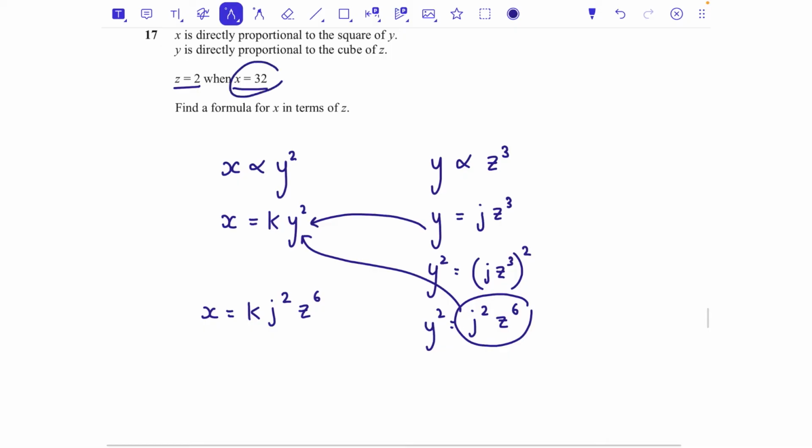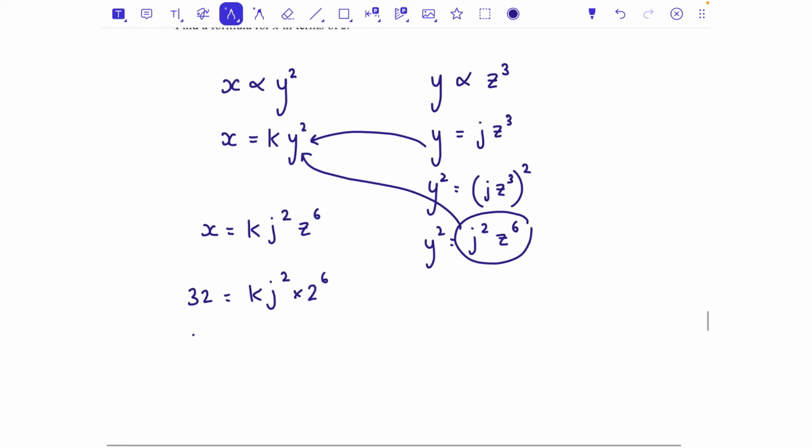Now let's use the values that they've given us. So when x is 32, k j squared, and then I've got 2 to the power of 6, and 2 to the power of 6 is 64. So 32 equals kj squared times 64, and if I divide by 64 I get a half. So half is kj squared.